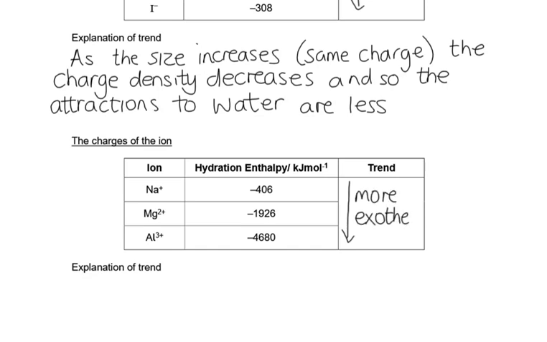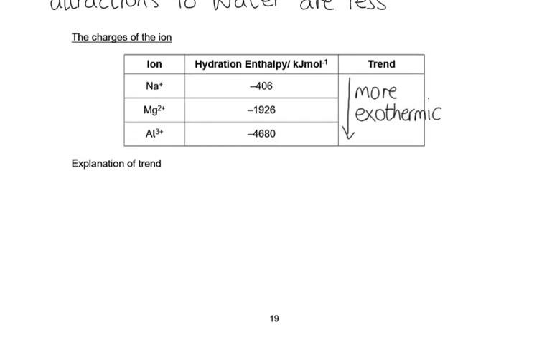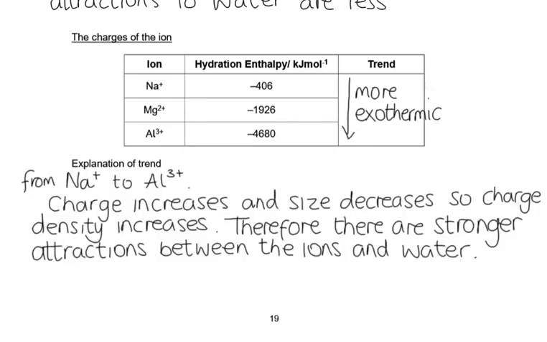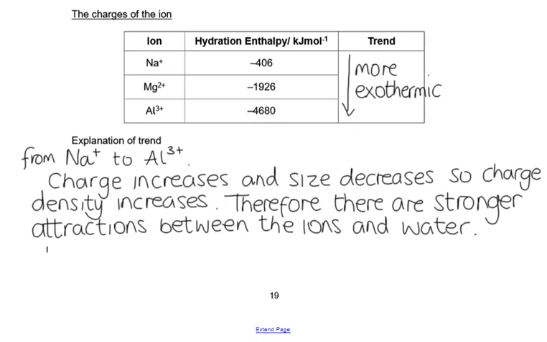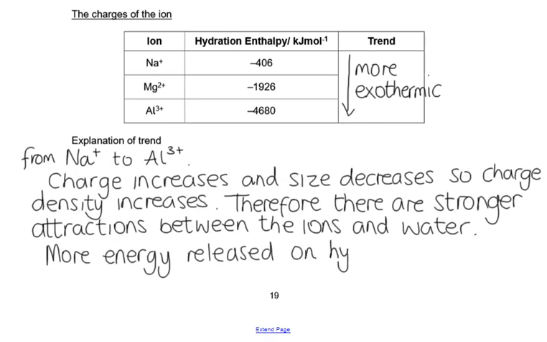So why would aluminium ions attract water so much more than sodium ions? Again, pause and see if you can write your own answer. Okay, so as we're going from sodium to aluminium, charge increases and size decreases. So charge density is increasing a lot. Therefore, there are stronger attractions between the ions and water, and if there are stronger attractions, more energy is released. So if you even wanted to write that, you could. More energy released on hydration. As the two things come together, there's a big release of energy.